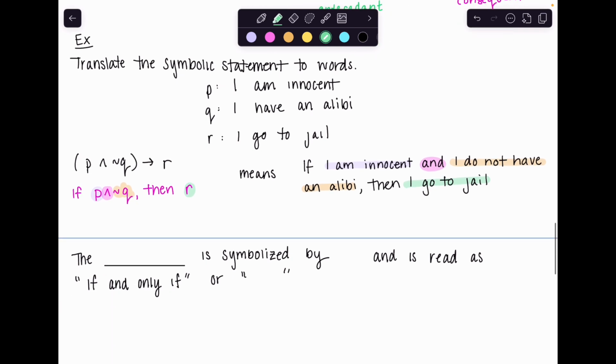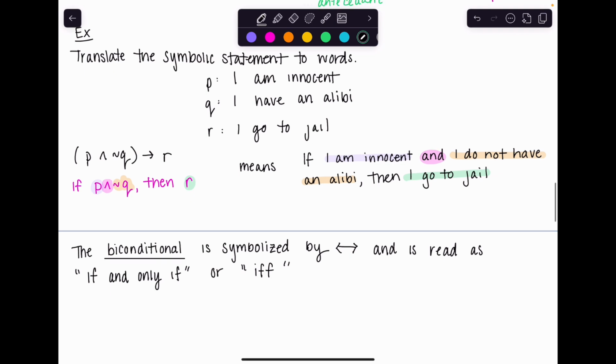So our very last operation is now this if and only if, which is called the biconditional. This is symbolized by a double-sided arrow and is read as if and only if, or to shorten it, you can use IFF. Realistically, what this means is you ultimately have two conditionals, because the prefix bi typically means two. So this can be broken down into two arrows. You have the forward arrow and you have the backward arrow.